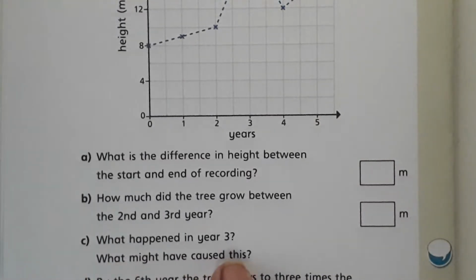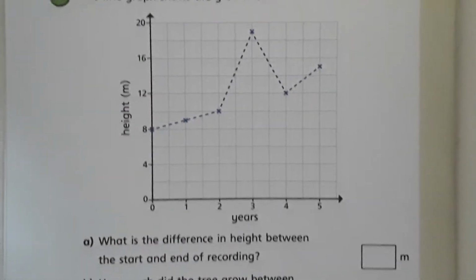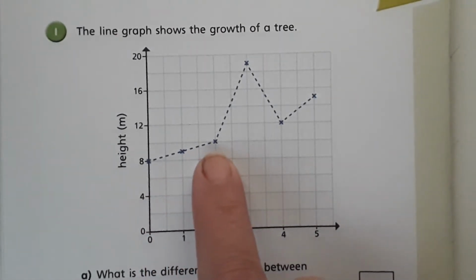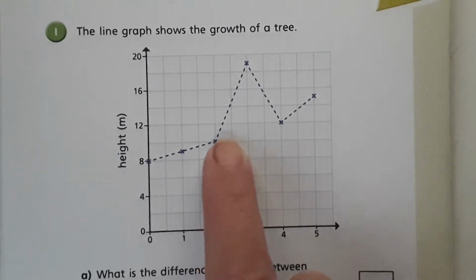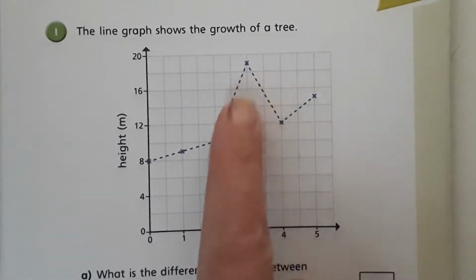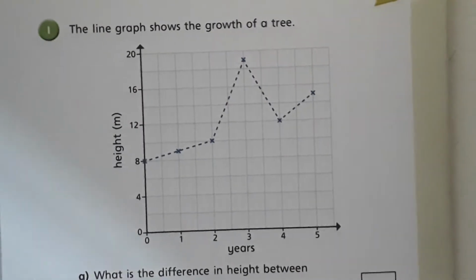What happened in year 3? What might have caused this? If we look at the line graph, you can see the line was following a pattern, and then there's this exponential huge amount of growth and change. There are two possible reasons that could have occurred. I had a look in the answers to see what they gave, and they didn't actually give a reason at all.